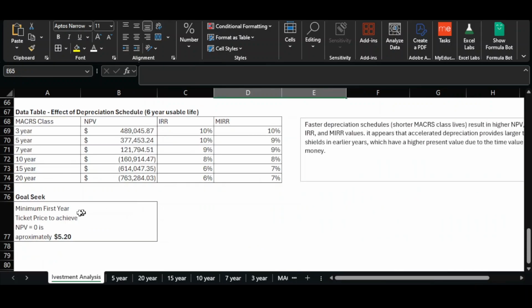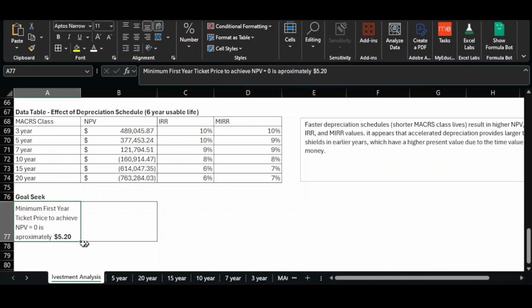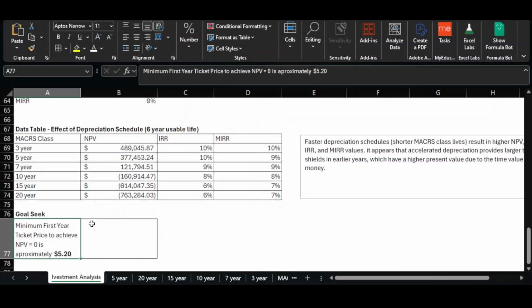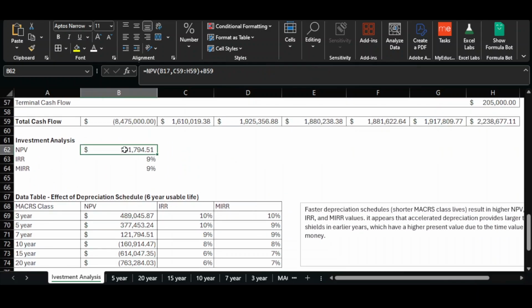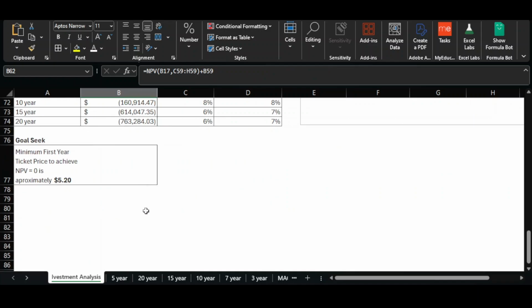Okay, now the exercise also wants to find out what's the minimum ticket price for the first year so that you can break even, which means NPV is equal to 0. Well, goal seek is exactly what this is used for. For now, remember that what's given is that the ticket is $5.20. So you have to remember that. But goal seek will take care of changing that value for the sake of turning the NPV here into 0. And how do you do that?